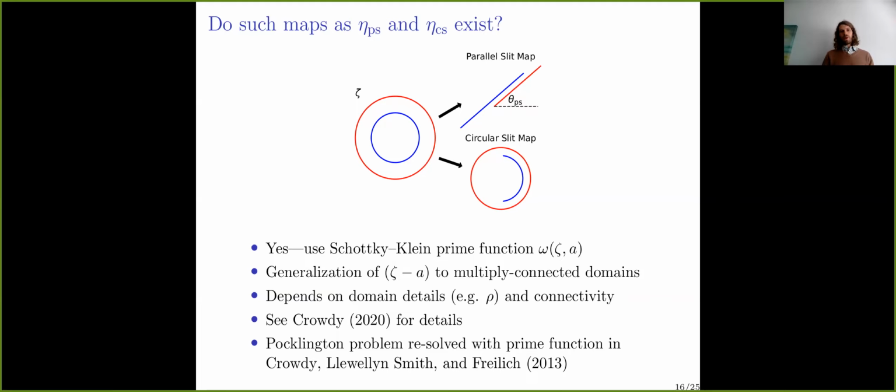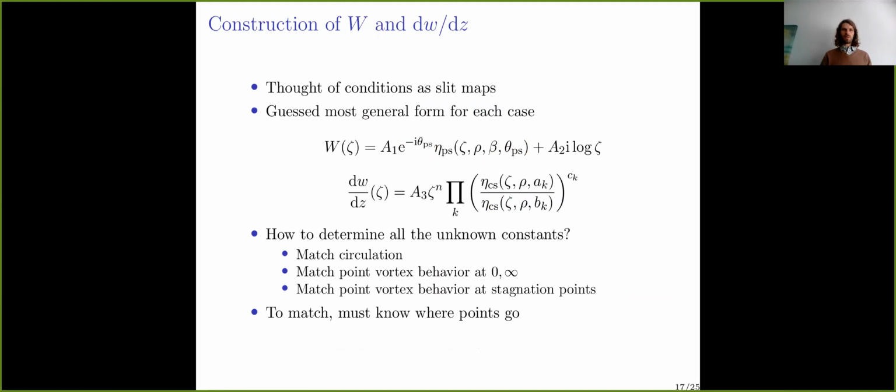So the problem that we're doing now is similar to the Pocklington problem, as I mentioned, and that was re-expressed and resolved with the prime function by Crowdy, Llewellyn Smith, and Freilich in 2013. Previously, it was done with elliptic functions. Okay, so these maps do exist, and that means that we can construct the complex potential and the complex velocity.